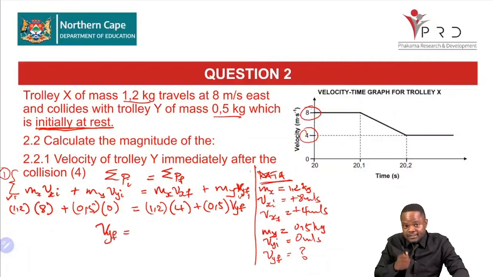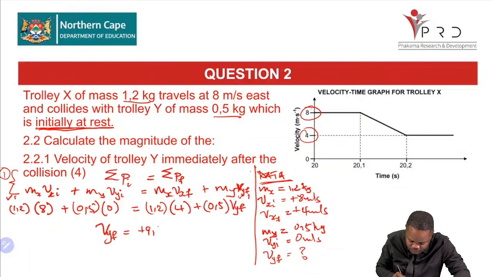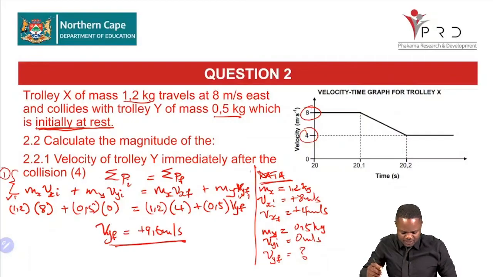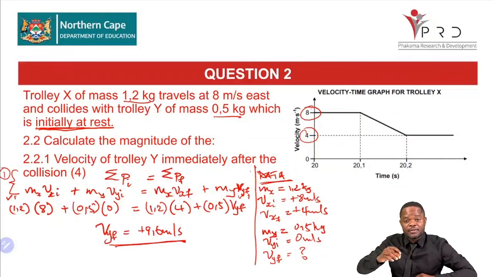VYF. That is the final velocity of our trolley Y after the collision. We are getting a positive 9,6 meters per second. So if it is a positive 9,6 meters per second, what is it telling us? Remember, our reference positive direction is the east, right? So it means this is actually going to the east.